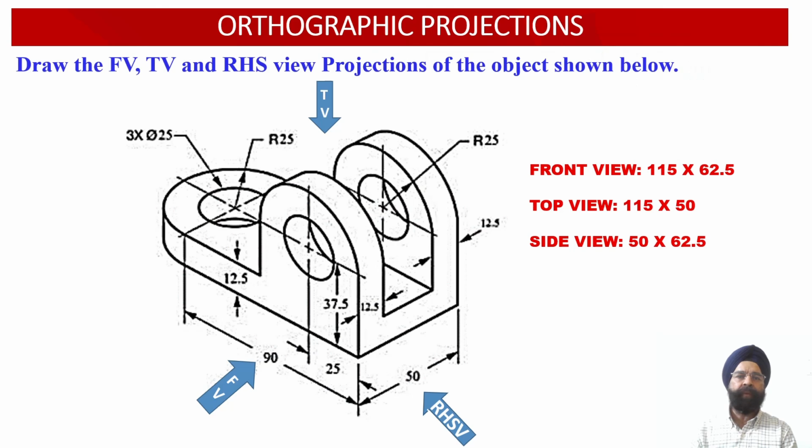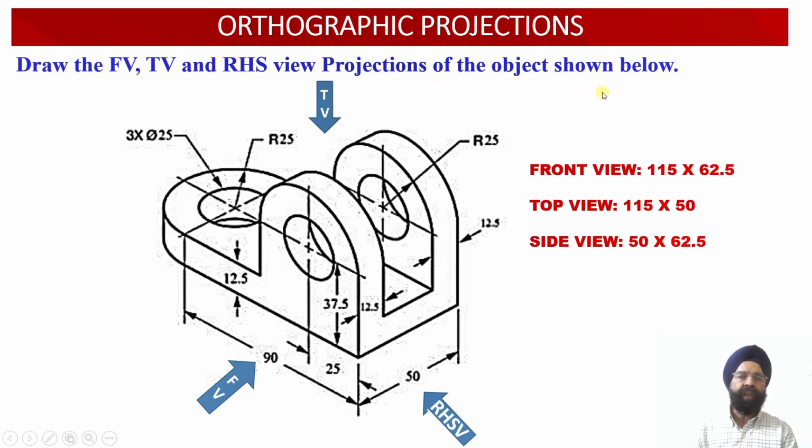Now here we have been provided with a 3D isometric projection of a component in which the front face, the right hand side view face and the top view face of this object have been combined into a 3D isometric projection. Now we are required to convert this 3D isometric projection into the orthographic front view, top view and right hand side view projections of this object.